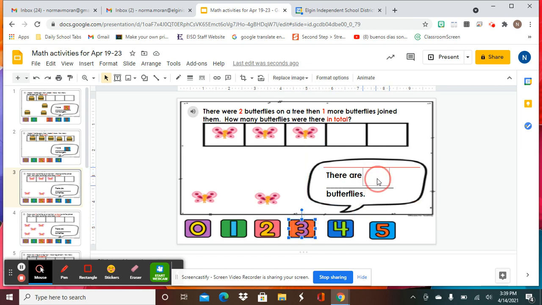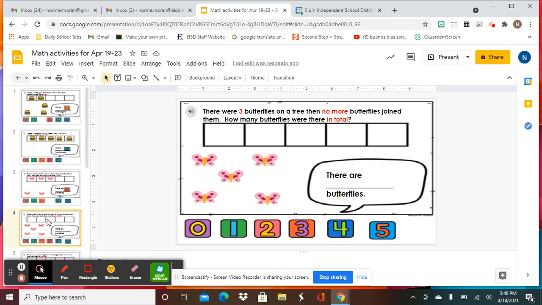So we're going to move number 3 up here to the blank or the line. Okay? So then our answer is going to say there are 3 butterflies. And here they are. There are 3 butterflies. Good job. So now let's go to another problem.